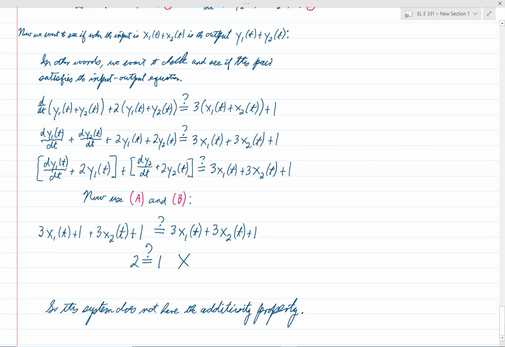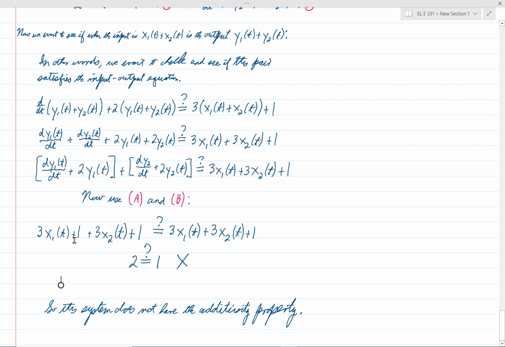And now look at what we have. The 3x1 of t on the left and right can cancel. The 3x2 of t on the left and right can cancel. And so I have 1 plus 1 on the left. So I have 2 on the left, but I just have 1 on the right. And clearly 2 is not equal to 1. So this doesn't work out. And so this system does not have the additivity property either.